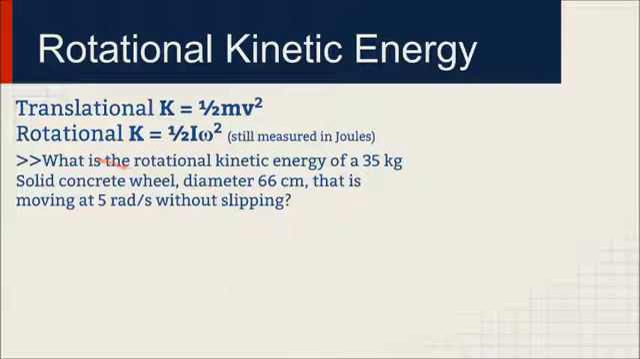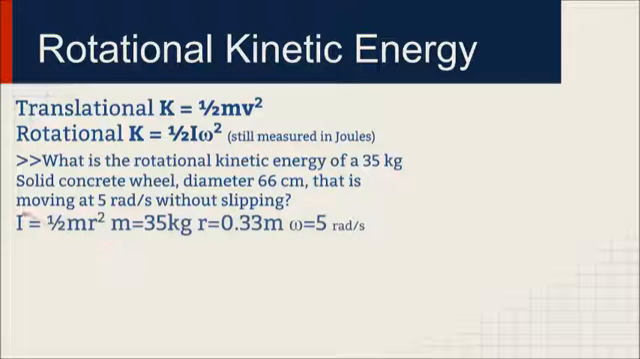Okay, so in order to get the rotational kinetic energy, we need 1/2 I omega squared. So we need to know what I is, and this is a solid concrete wheel, so I is 1/2 mr squared. You can look back on your notes and see a solid disk is 1/2 mr squared. The mass is given at 35 kilograms. The radius, we have to halve the diameter, so it's 33 centimeters, and then switch it to meters as we normally do. And then 5 radians per second is the angular velocity.